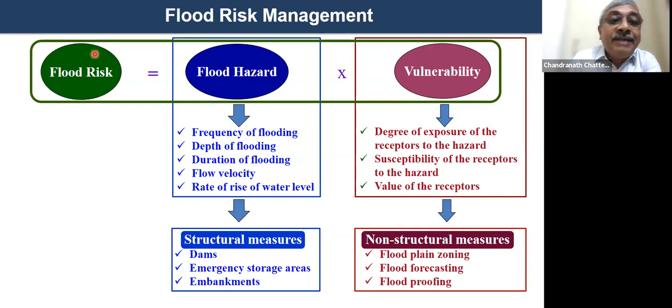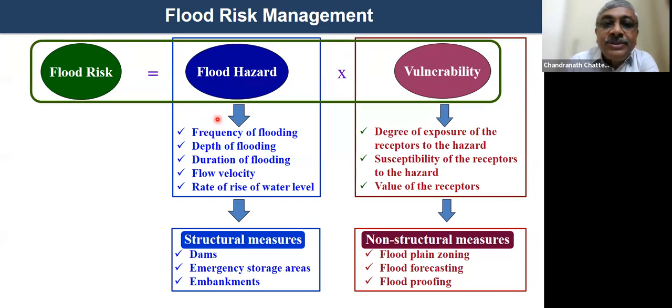So if you quantify flood risk, flood hazard is defined in terms of per year and vulnerability in monetary terms, INR or dollar or euro. So ultimately it becomes, say, rupees per year or dollars per year. That's the quantification. Now, if you want to reduce the flood risk, you have to either reduce the flood hazard or reduce the vulnerability, or do it in combination, reducing both flood hazard as well as vulnerability.